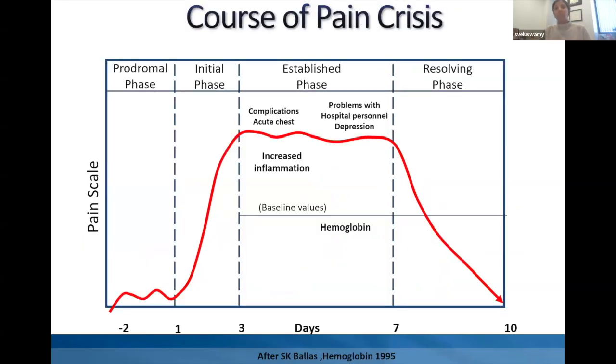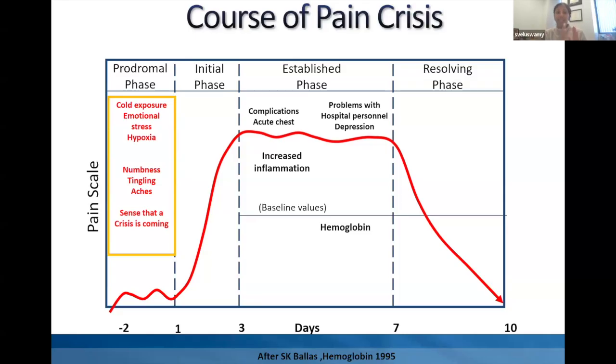And this is the typical course described of a pain crisis. That is a lived experience. You can see once a vaso-occlusive crisis starts, it can last for up to 10 days. But I wanted to also focus a little bit on this prodromal phase, or the initial phase, even before the crisis starts happening.